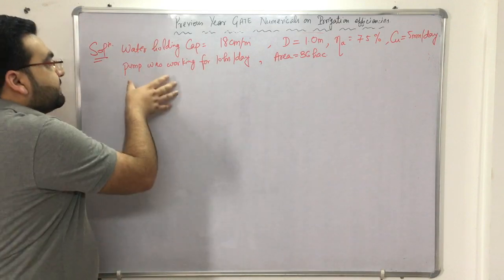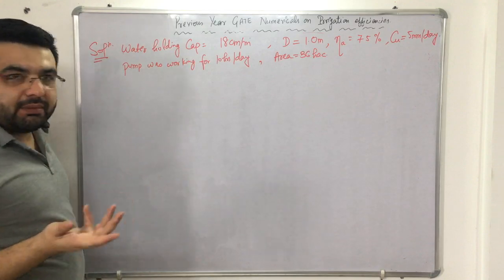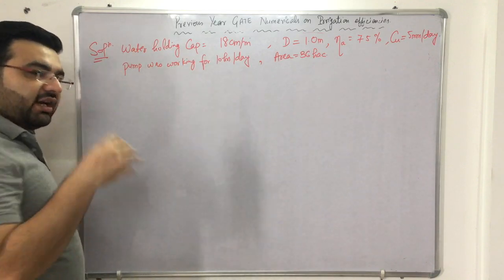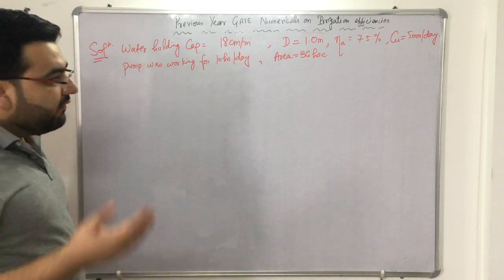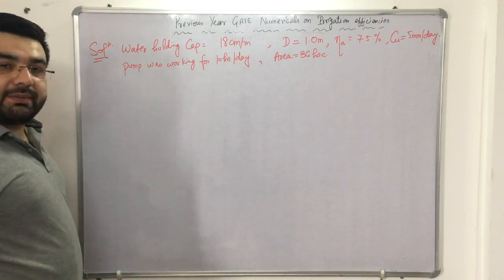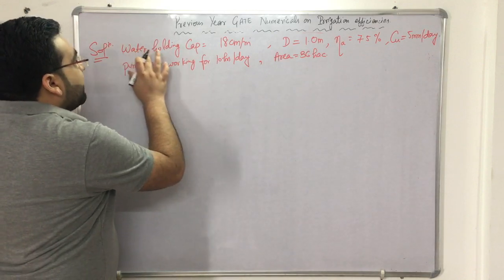Because if this pump is not able to fulfill the irrigation demand, then there is no use of this pump, whether it works for 1 hour, 2 hours, 10 hours, or 24 hours, right? So it should be able to discharge that much amount which is required for the irrigation purpose. So now first of all I will determine the water holding capacity.